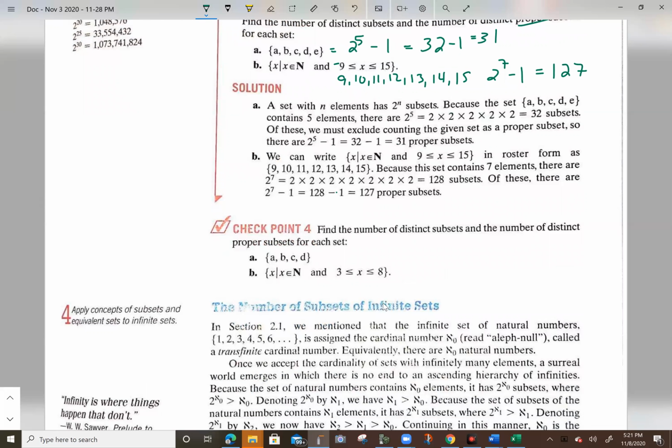So in this checkpoint, find the number of distinct subsets. So you're doing it 2 times: distinct subsets, which is just 2 to the n, and the number of distinct proper subsets, which is 2 to the n minus 1. A, I don't think I need to help you with it. I will say that for B, let's write out the elements of B. It's going to be 3, 4, 5, 6, 7, and 8, because that says where x is greater than or equal to 3 and less than or equal to 8.